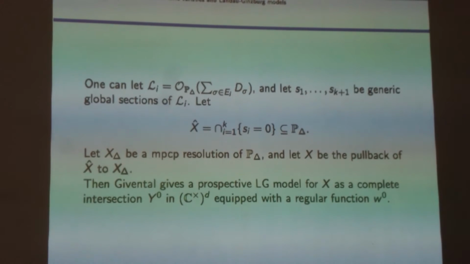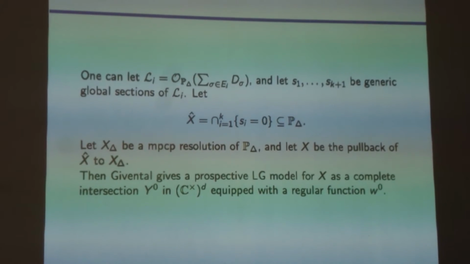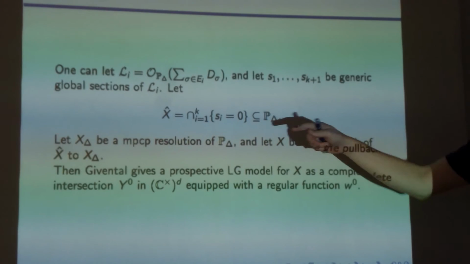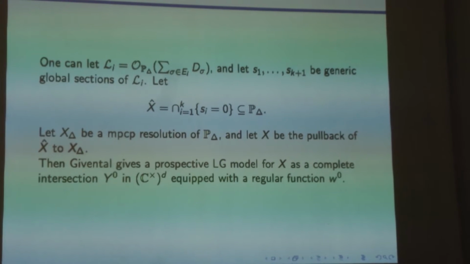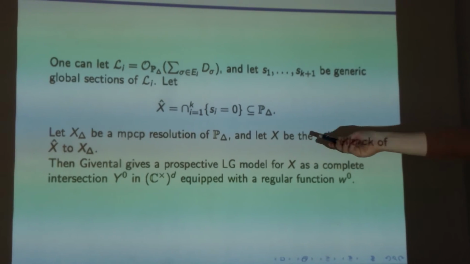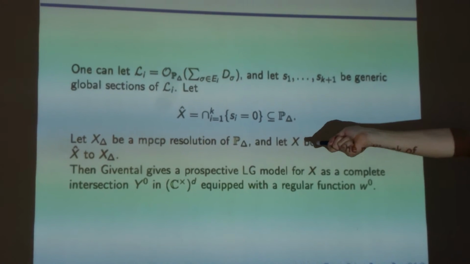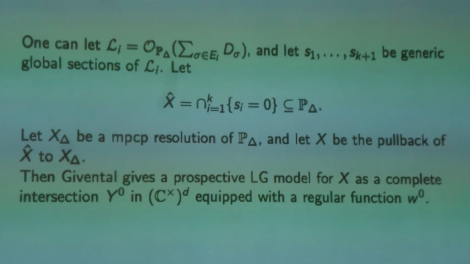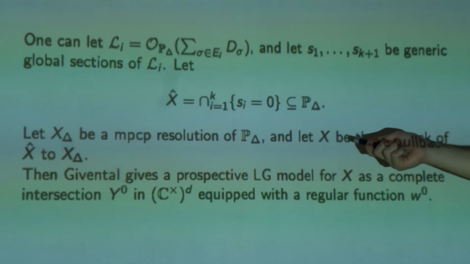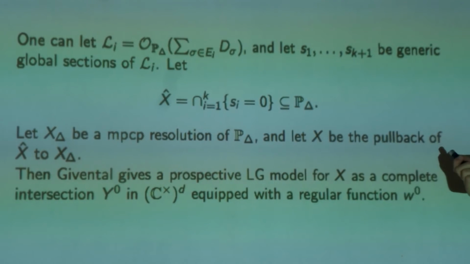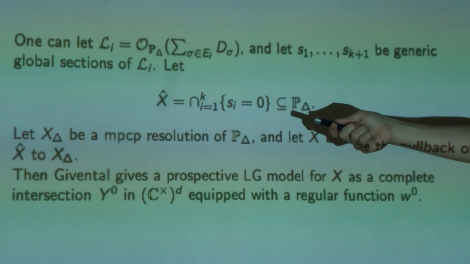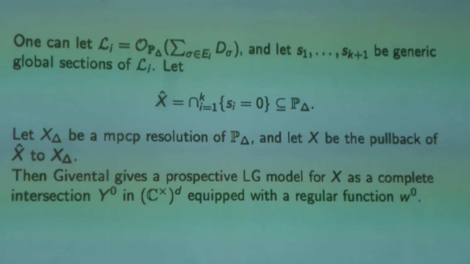So this is just a nice crepant resolution of P delta, or partial resolution of P delta, with only terminal singularities again. And we'll let X be the pullback of X hat to X delta. So what this does is it partially resolves the singularities of X hat, so that in X there are only terminal singularities. And there's also a crepant resolution of X hat.